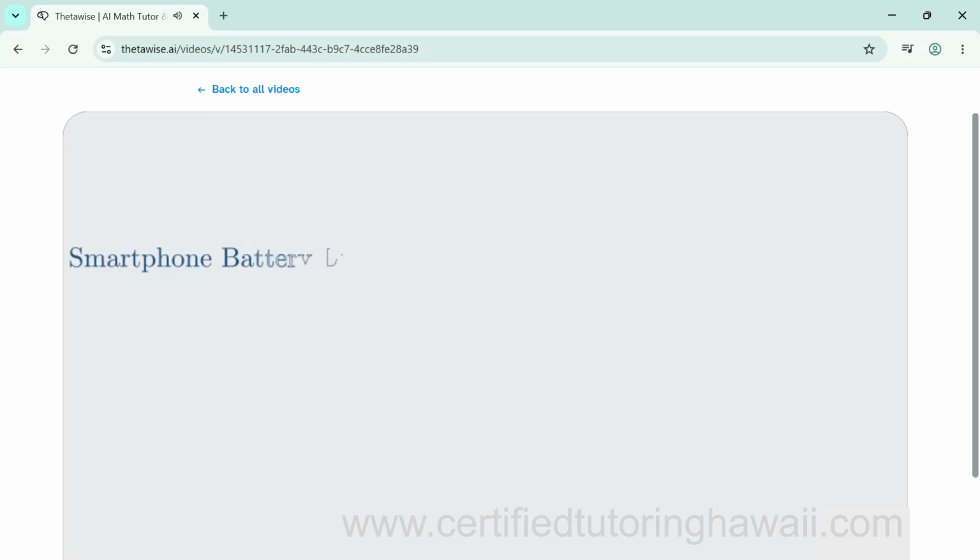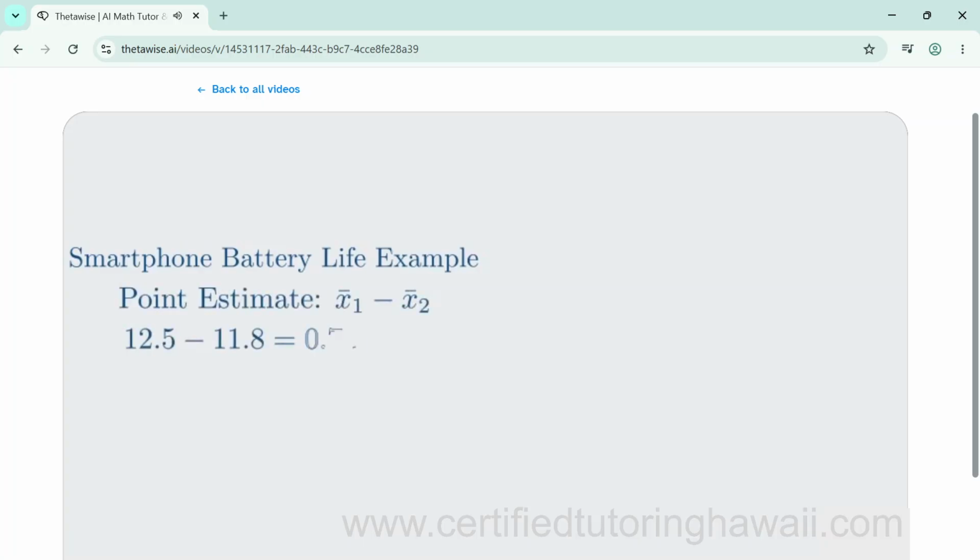Now, let's do the math for our smartphone example. We need our point estimate, the standard error, and our critical value. Our point estimate is 0.7 hours. This means, in our sample, brand A lasted 0.7 hours longer on average than brand B.